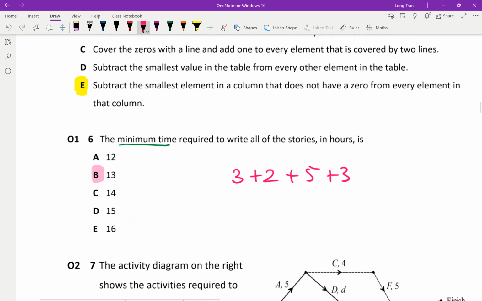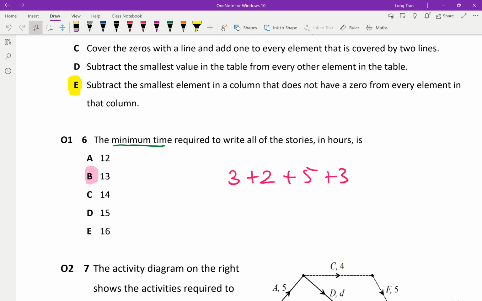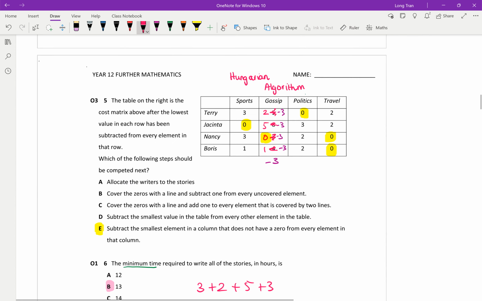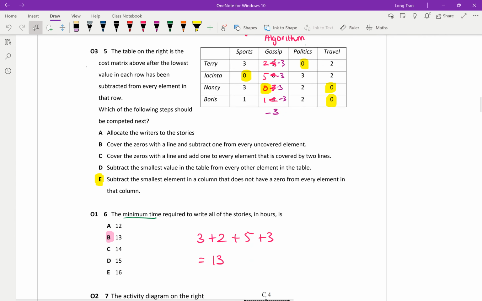And this is where I changed the answer. It's not 14. It should be 13. So 3 plus 2 is 5. 5 plus 5 is 10. 10 plus 3 is 13. And that should be your minimum number of hours needed.